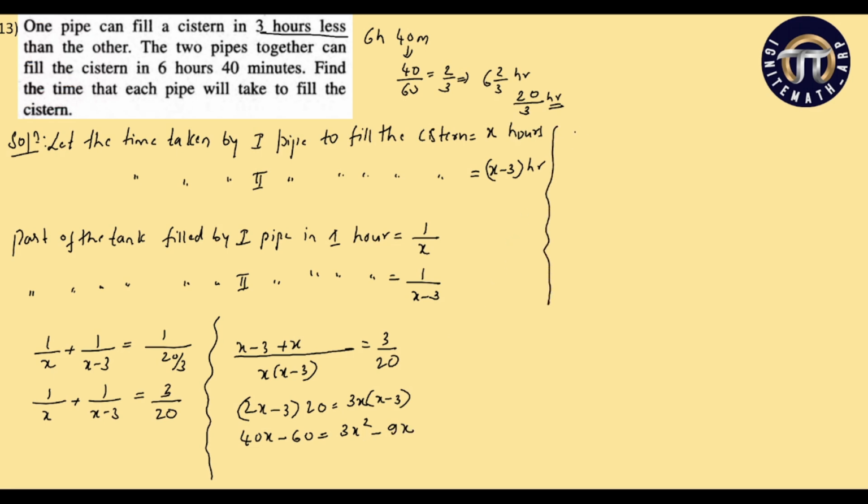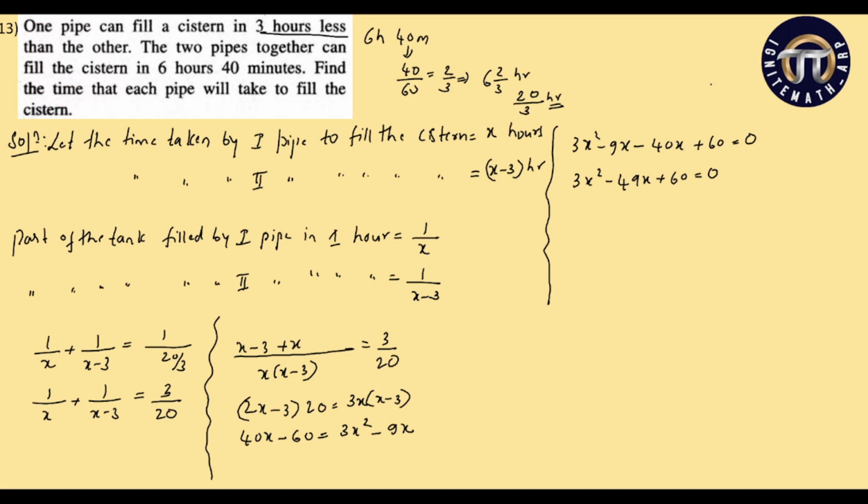So later what can I write? I can write this one in the standard form. When I bring it to the standard form, I can write this one as 3x square minus 9x minus 40x plus 60 is equal to 0. Right. So 3x square minus 49x plus 60 is equal to 0. If it is possible to take out anything common, you can take it out. Otherwise, not possible, you just keep it as it is.